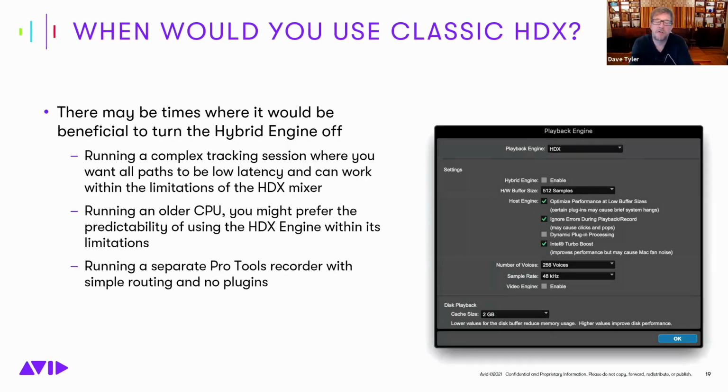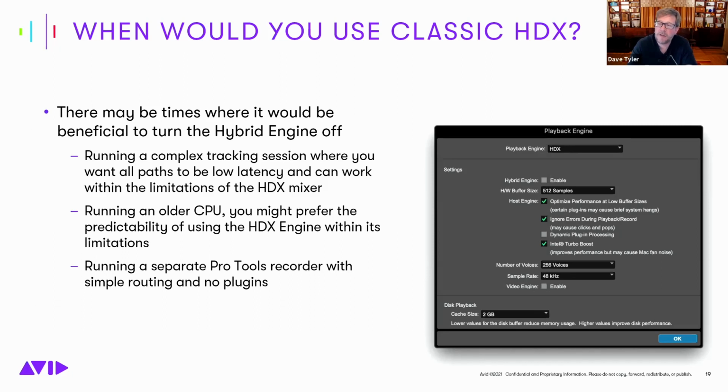And just the last slide, as it were, is that we wanted to think of some examples of why you would turn the hybrid engine off. You might be running a really complex music tracking session. You want all your paths to be low latency. And if you can run that within the limitations of the HDX mixer, then why not just turn the hybrid engine off and use HDX in that way? That's absolutely fine. You might be running an older CPU, and again, you might prefer that predictability that you're used to getting with HDX. Again, that's absolutely fine.